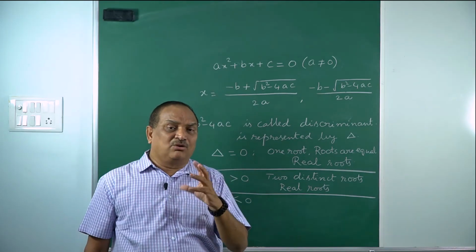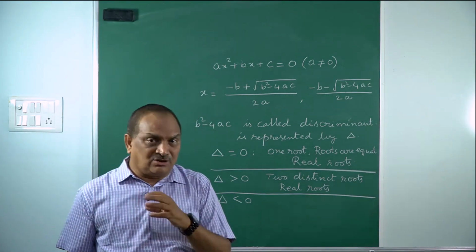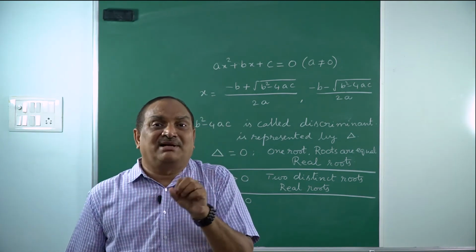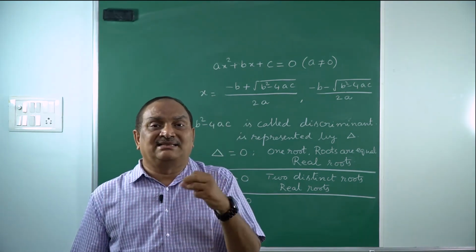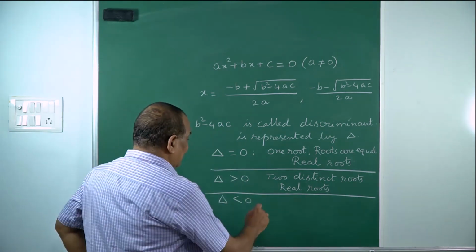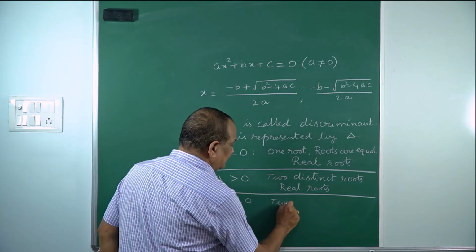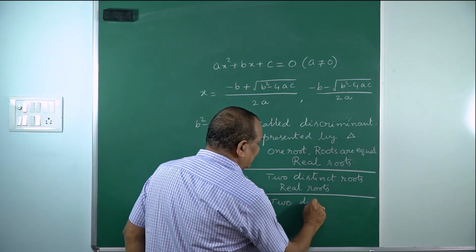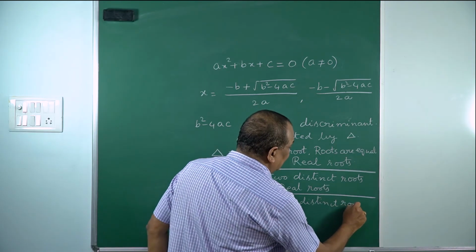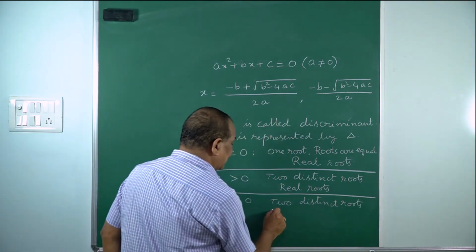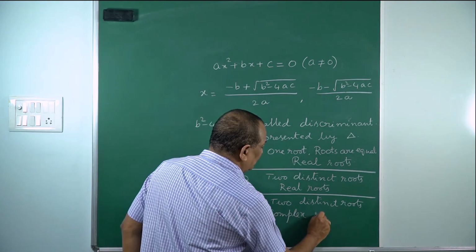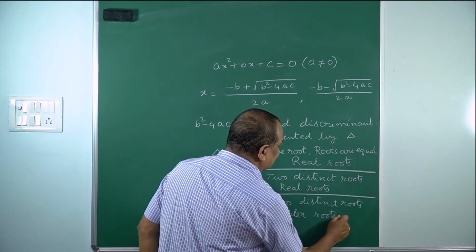Okay, and therefore you are going to get two roots, and they are complex roots. There is a real part and an imaginary part, a combination of both, and therefore you will get two distinct roots, no problem. However, the roots are complex because there is an imaginary part also there. So the roots are complex.